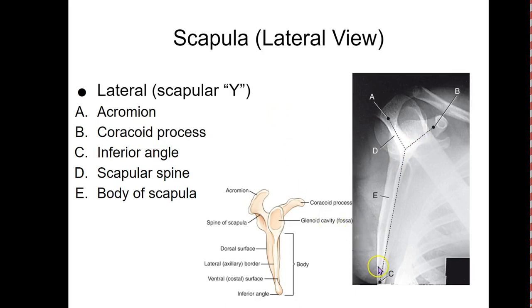The lower portion of the Y is the body of the scapula. So remember, the posterior surface or the back portion of that thin body is called the dorsal surface. Okay, and then the anterior surface of the body is the ventral or costal surface. The lateral or axillary border, remember, is a thicker edge, and it extends all the way from the glenoid cavity here down to the inferior angle. Okay. Again, it's really important that you're able to identify anatomy in a Y, and we'll certainly look at this more in lab.